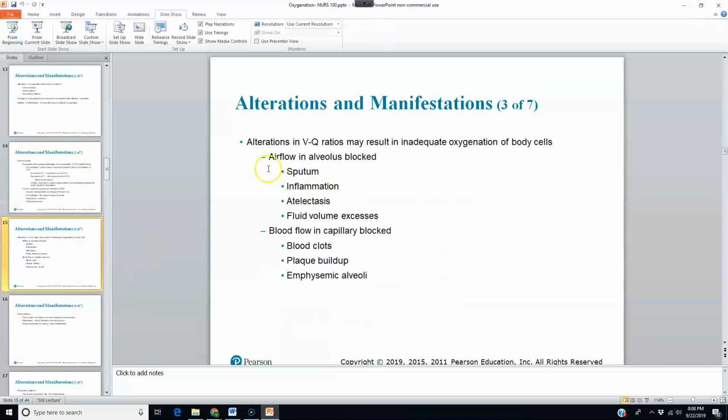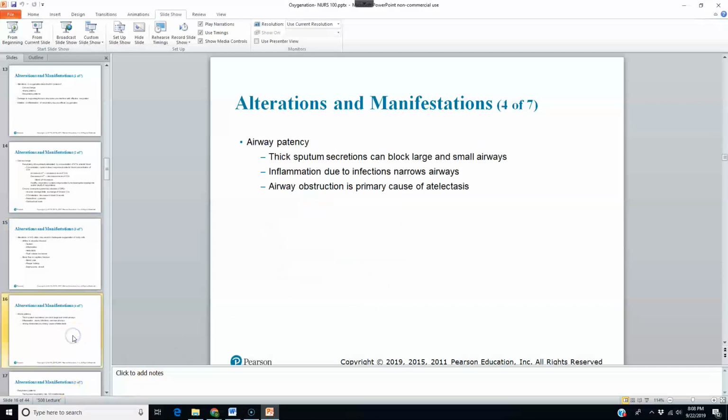And these are reasons why you might see alterations in those VQ ratios. The airway and alveolus is blocked by sputum, inflammation, atelectasis, and fluid volume excess. Blood flow in the capillary is blocked by blood clots, plaque buildup, and emphysemic alveoli. And then, as I talked about, airway patency. Okay.